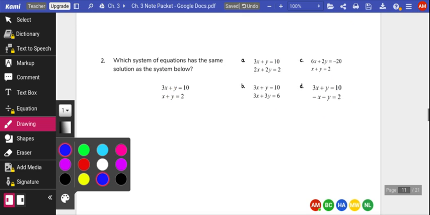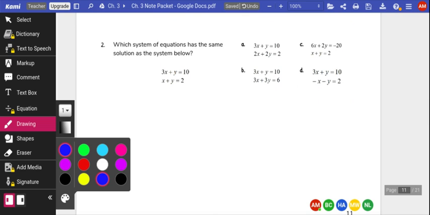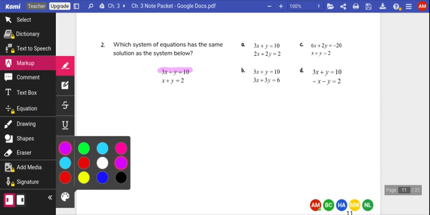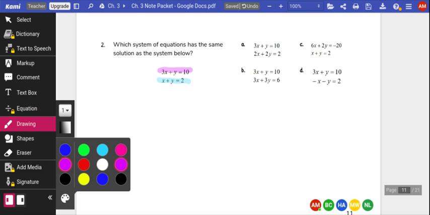Now let's look at number 2. Number 2 says, which system has the same solution as the system below? We're going to do the same thing that we just did. The first thing that I like to do is go through, and I'm going to color code these again, and see which equations are exactly the same. So let me just do that.